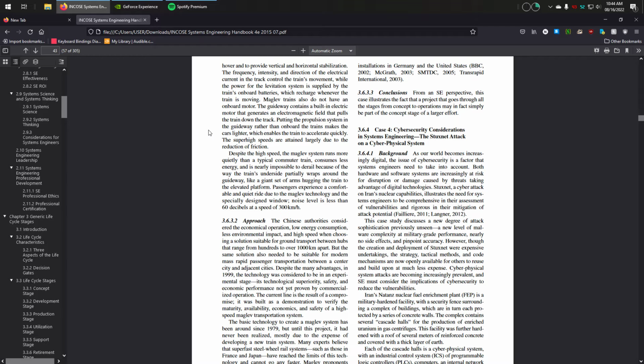Putting the propulsion system in the guideway rather than onboard the trains makes the cars lighter, which enables the train to accelerate quickly. The super high speeds are attained largely due to the reduction of friction. Despite the high speed, the maglev system runs more quietly than a typical commuter train, consumes less energy, and is nearly impossible to derail because of the way the train's underside partially wraps around the guideway like a giant set of arms hugging the train to the elevated platform.